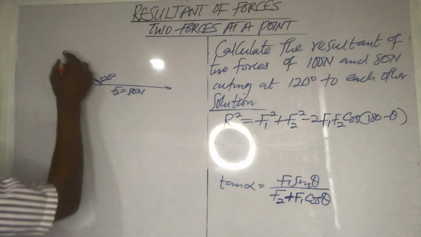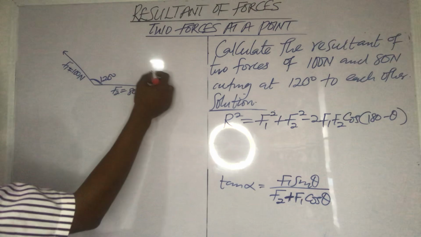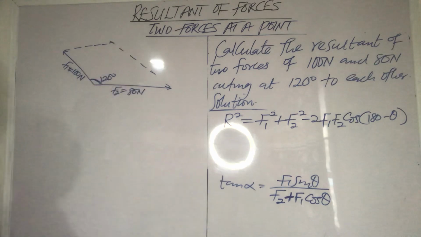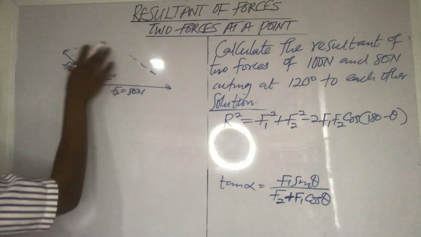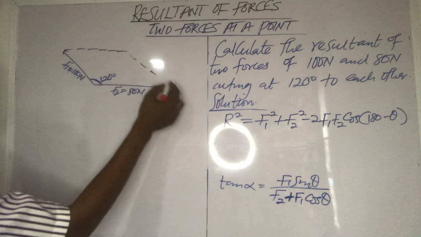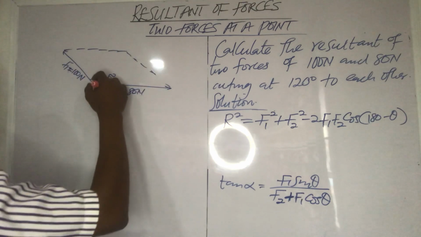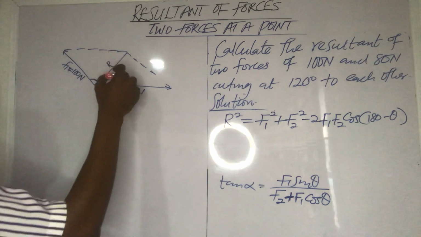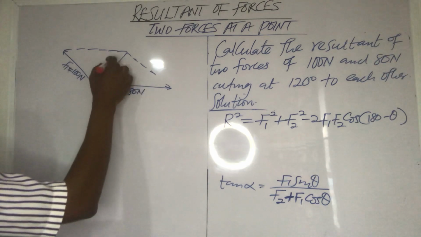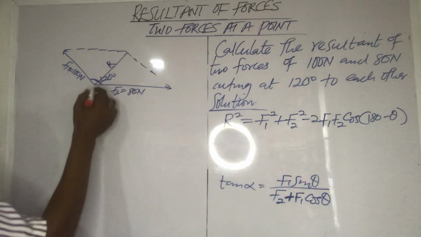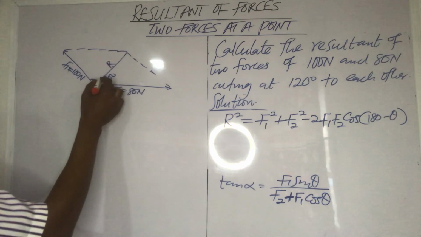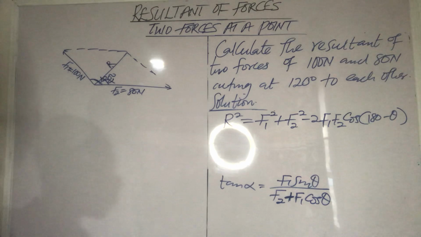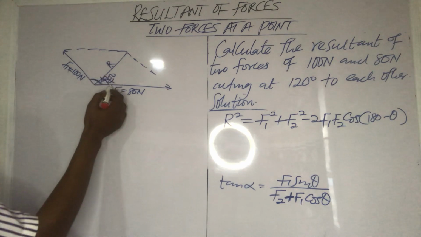If I complete this diagram as a parallelogram, I will have something like this. So the resultant of the two forces now will be the line that acts from the point of action to this place. So this is the resultant in magnitude R, while the angle in this place now will be the resultant in direction alpha. So that's R and alpha, that's what we want.